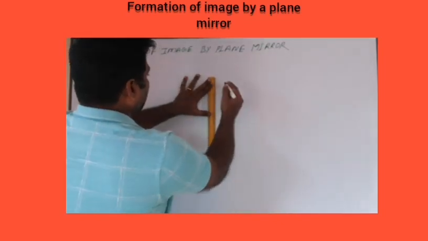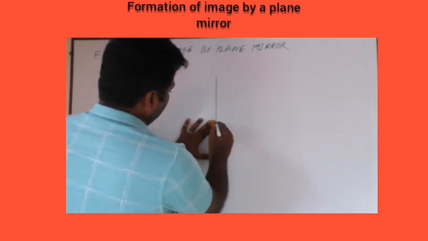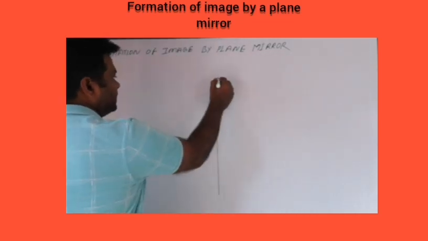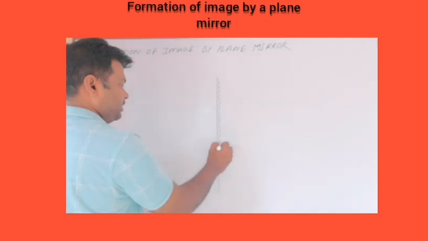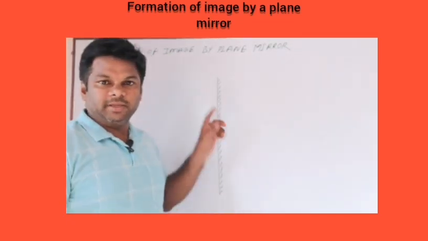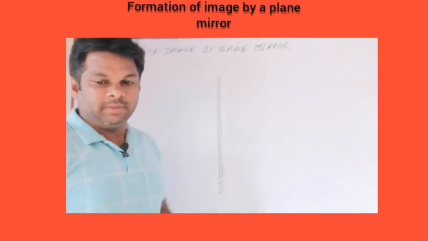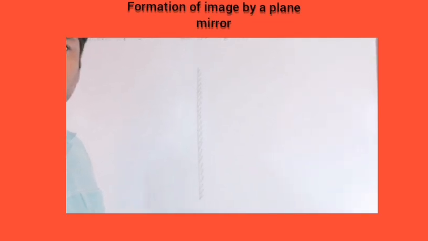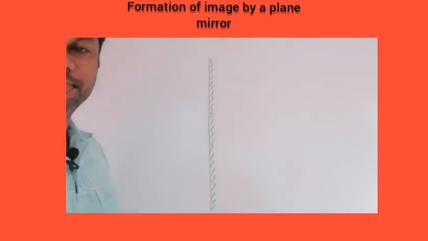Now first of all I will choose a plane mirror. One side of it is coated with silver and a color, and this is a plane mirror. One side it is coated. Can you watch this now?